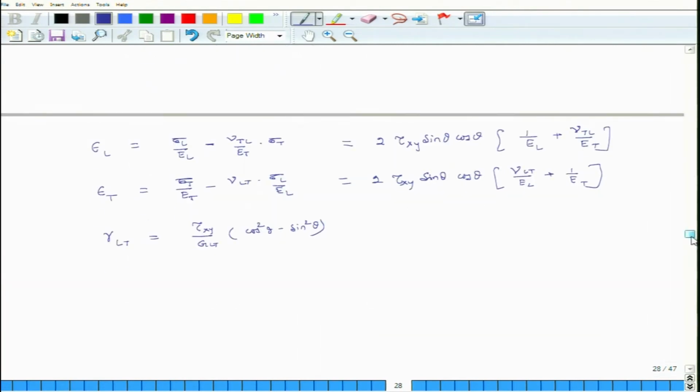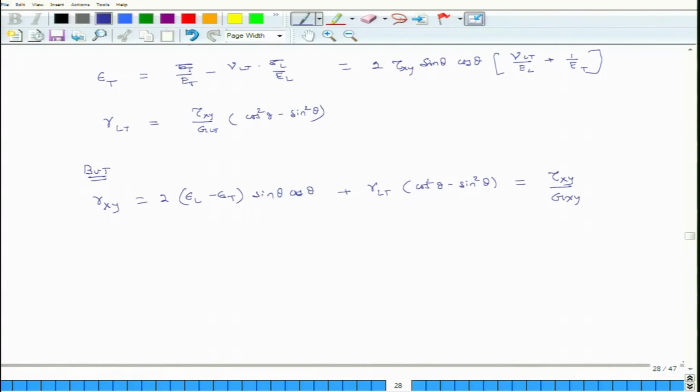Okay. Now, we realize, if we do the strain transformations calculations, that gamma xy can be expressed in terms of epsilon T, epsilon L and gamma LT using this relation: 2 times epsilon L minus epsilon T, sin theta cosine theta, plus gamma LT, cosine square theta minus sine square theta, and it is nothing but same as tau xy over Gxy.